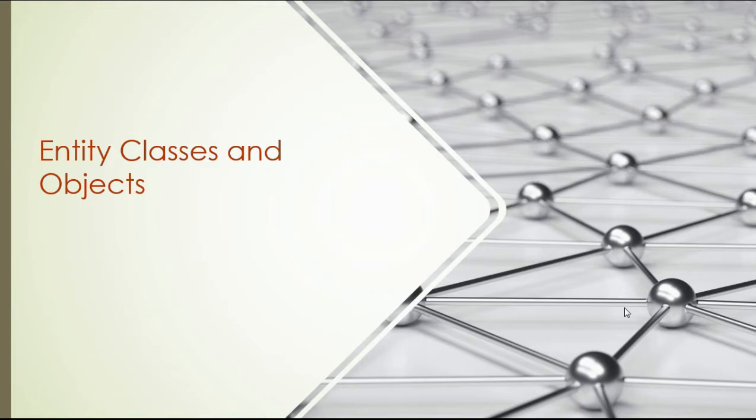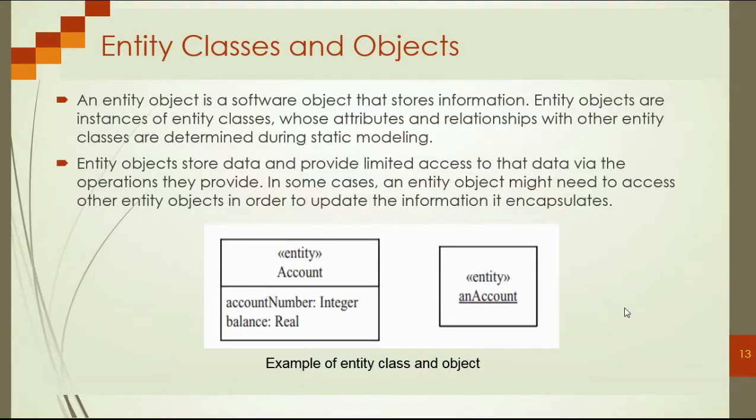So let's start with entity classes and objects. From the name entity, that means we use it for saving the data, the information. The entity here is the information that needs to be saved or stored in the system. So what's the entity object? The entity object stores the information. An entity object is an instance of an entity class.